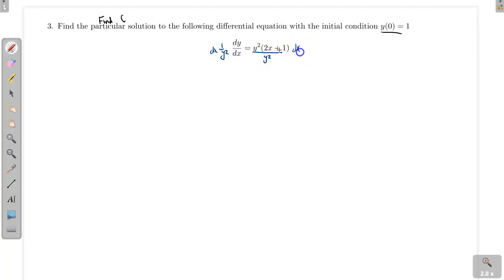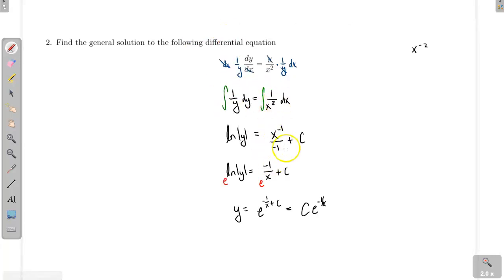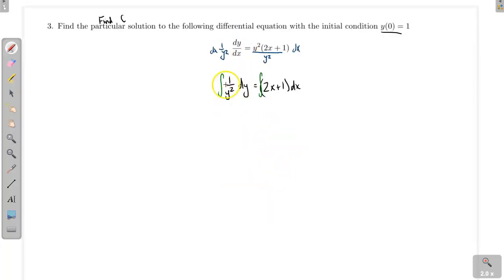All right, doing the same thing, getting those y's to the left, x's on the right. So we're going to have 1 over y squared dy equals 2x plus 1 dx. We haven't done the integration yet, so there's no plus c yet. Now I integrate. We just saw the integral of 1 over something squared here. It's negative 1 over x. This 1 over y squared is going to be negative 1 over y. The antiderivative of 2x becomes x squared plus x plus c.